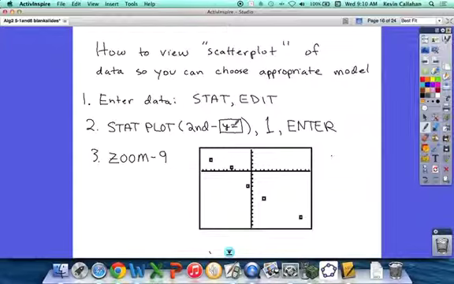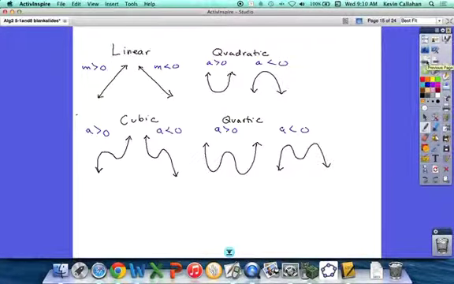And now, if I zoomed 9 on this data and I looked at it and I tried to compare this shape to these shapes, I would have said it's linear. So that would have told me, okay, use the linear regression, stat calc 4. Right? If it looked like a U, I would have done stat calc 5 for quadratic.